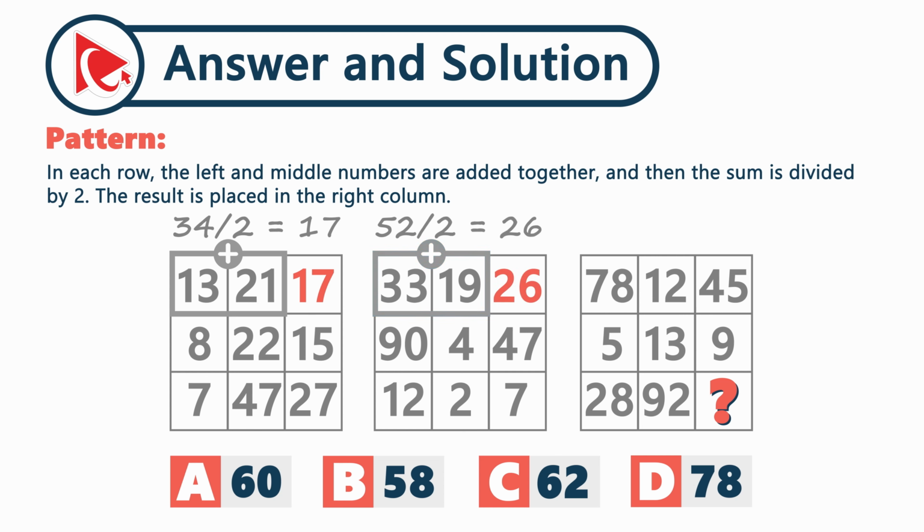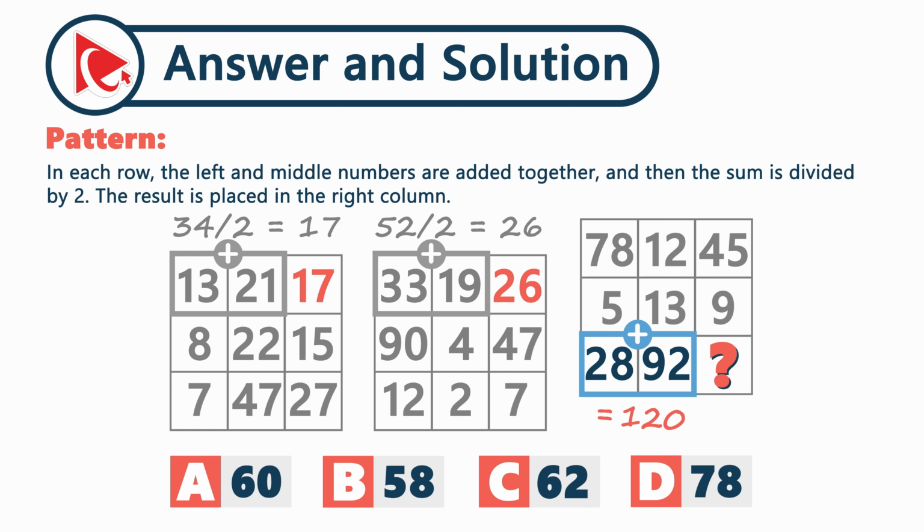And now is the time you have been waiting for. It's the time to calculate the missing number. 28 plus 92 equals 120. 120 divided by 2 equals 60. So the correct answer here is choice A, 60.